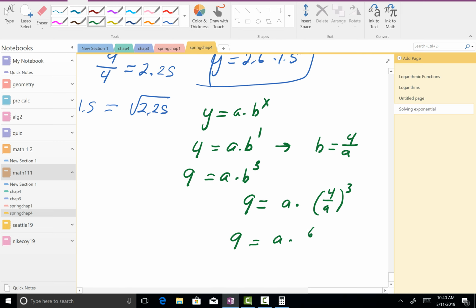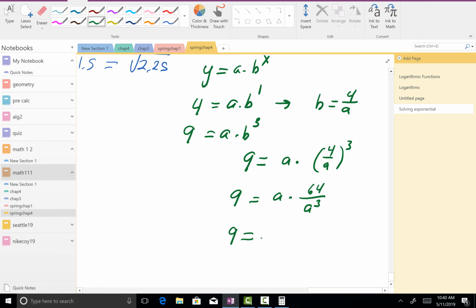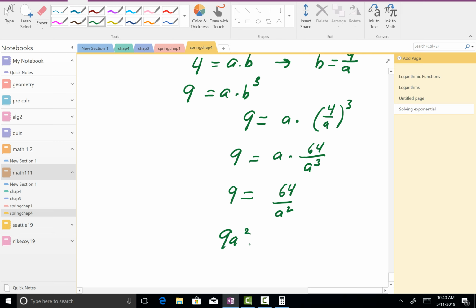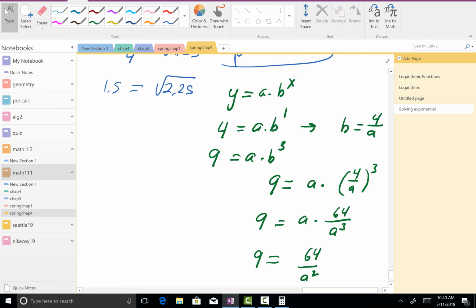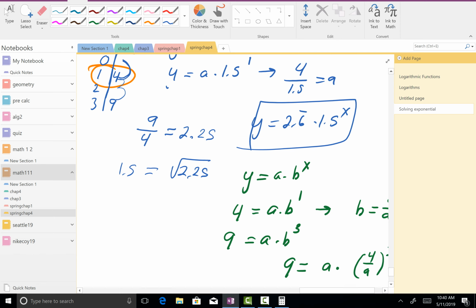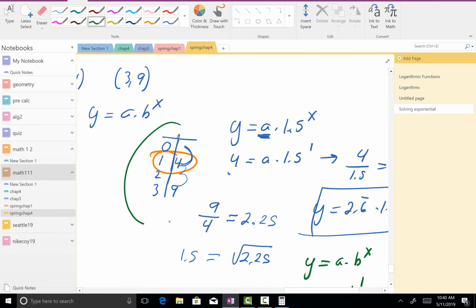4 times 4 is 16, times 4 is 64 over a to the third, and then figure it out from there. But you get the same thing, okay? It doesn't change anything. You're still going to get the same answer. So you could have done it either way. This is a little bit easier, a cooler way of thinking about it, but that's how you would do it.